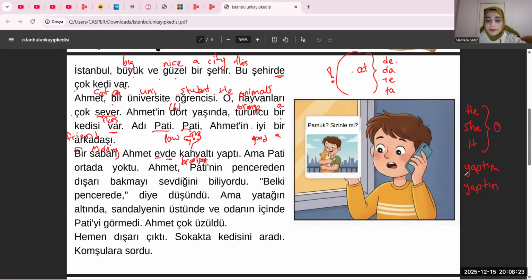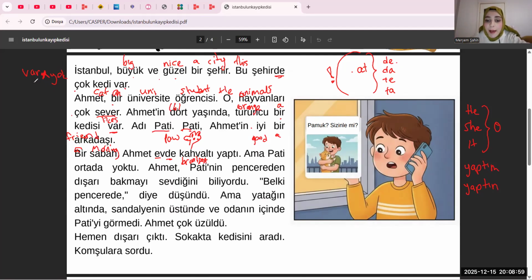Ama, but, Pati ortada yoktu. Yoktu. Var and yok. Let's make it an X because they are opposites. So when I'm saying var, what did we say for var? We said it means there is, there are, or have, has. So yok is the opposite. Ortada means like around. Ama Pati ortada yoktu. So where is Pati? Pati is not somewhere around or somewhere here.